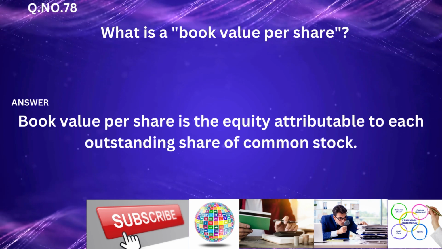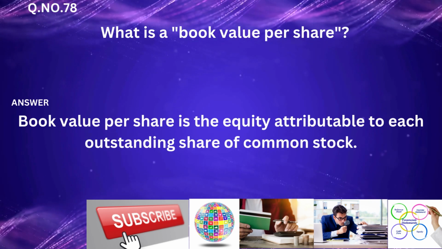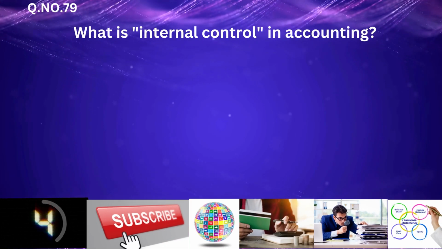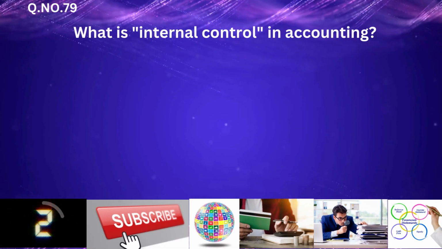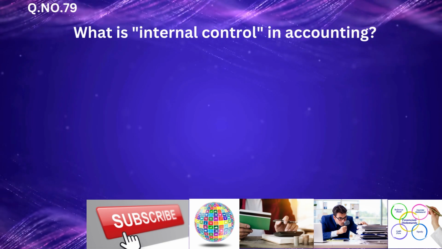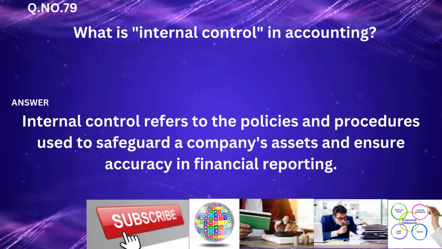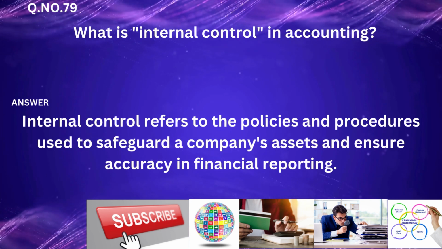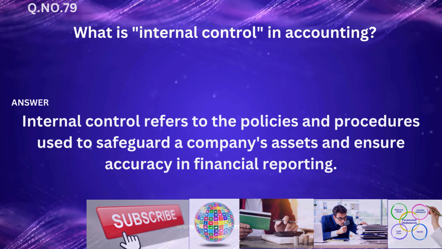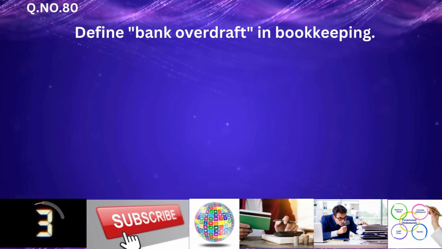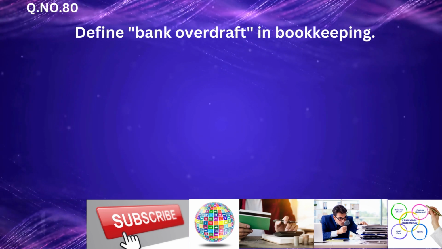Question 87. Explain the term work in progress in bookkeeping. Answer: work in progress represents the cost of partially completed products in a manufacturing process. Question 88. What is a perpetual inventory system? Answer: a perpetual inventory system continuously tracks the quantity and value of inventory on hand.